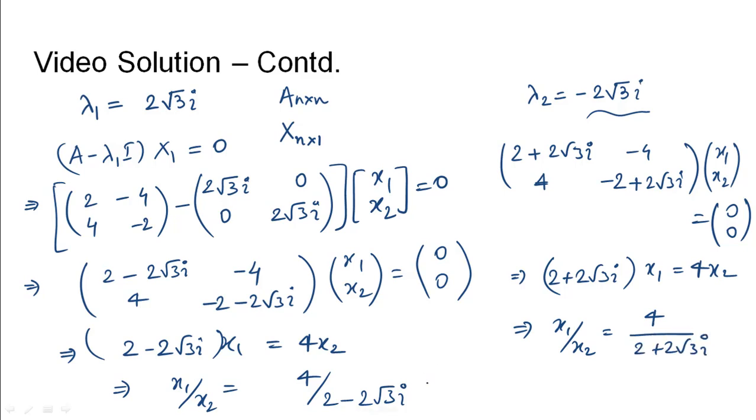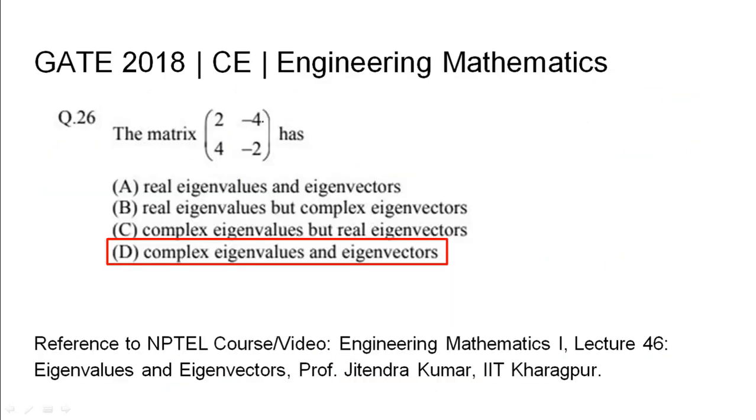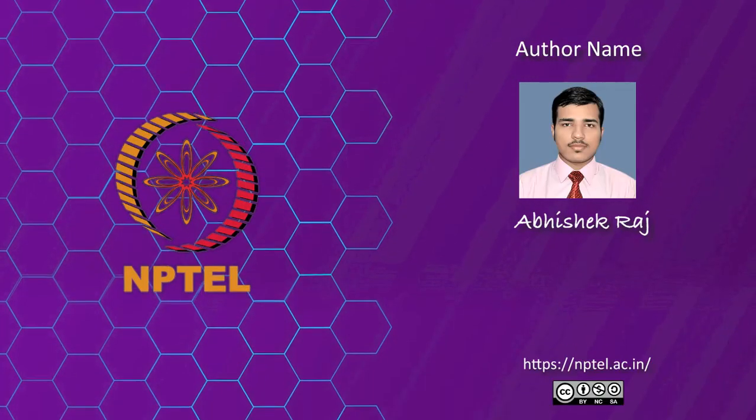So we can see that both the eigenvectors 1 and 2 are complex as well, along with the eigenvalues that are complex conjugates. So the matrix [2, -4; 4, -2] has complex eigenvalues and complex eigenvectors, which is option D. The relevant NPTEL reference has been cited.